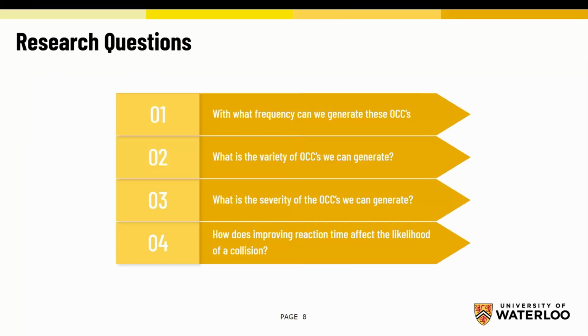We're interested in what the variety of OCCs are that we can generate, because if we're generating 1 million OCCs but they're all exactly the same, we might as well just make one. We're interested in the severity, because we're interested in the kind of damage we can cause for these OCCs. And we want to know what happens if we improve the reaction time of our drivers, because ideally these OCCs should be robust to faster reaction times. You should require better planning instead of just being faster on the trigger.